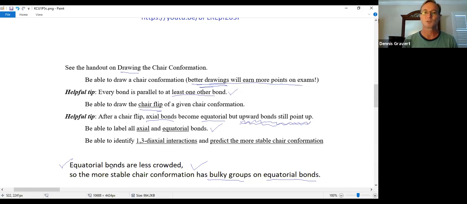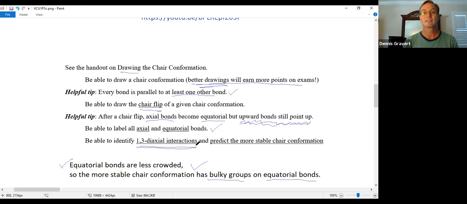Again, the main idea, equatorial bonds are less crowded. Why? Well, because axial bonds are more crowded. And the proper scientific term is you get 1,3 diaxial interactions. Yeah, we're getting crowding at the axial groups.